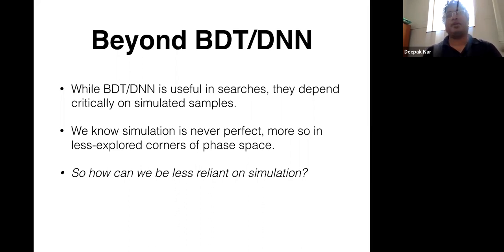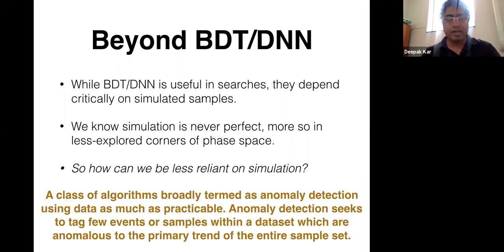But there are corners of phase space where you would expect the new physics to hide, because those are the spaces we haven't looked at. And there the simulation may not be so great in all cases. But if you are completely reliant on the simulation while training these algorithms, then that might bias us. So how can we be less reliant on simulation? A class of algorithms, we call them broadly anomaly detection. So we try to use data as much as practicable.